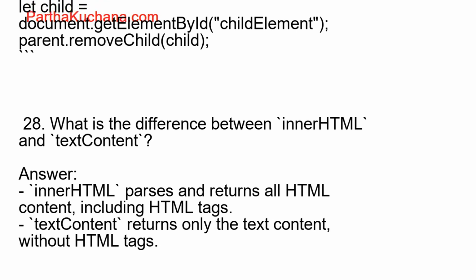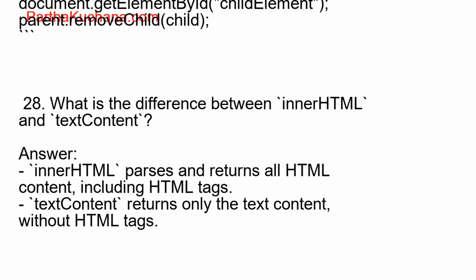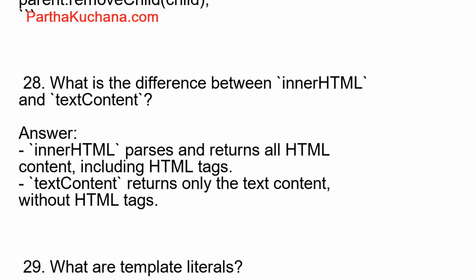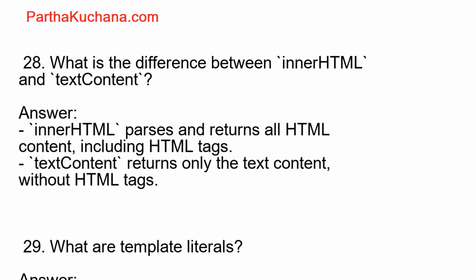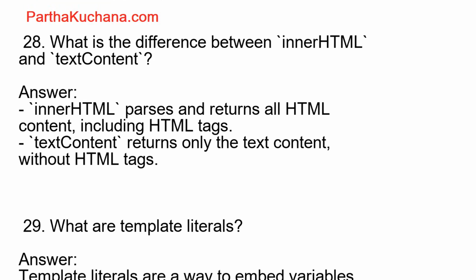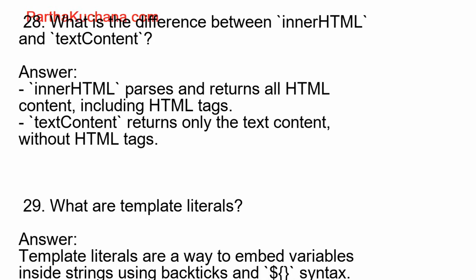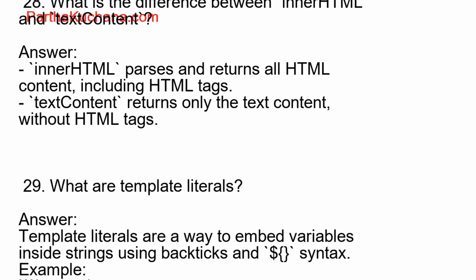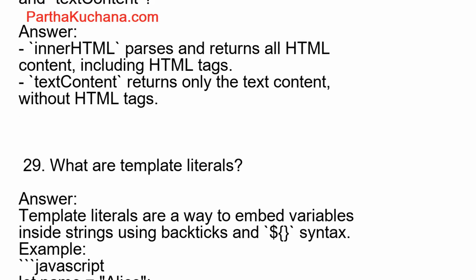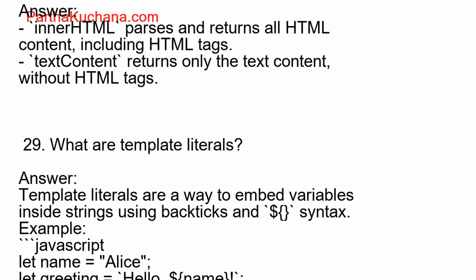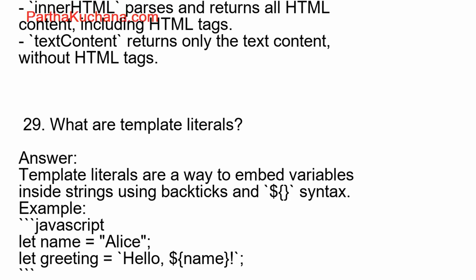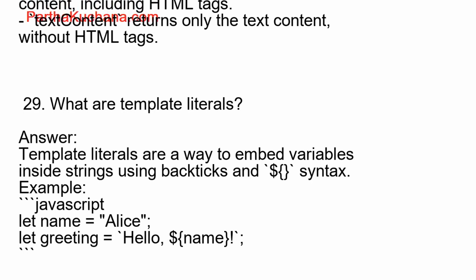30. How do you prevent the default behavior of an event? Answer. You can prevent the default action of an event using the preventDefault method. Example. JavaScript. document.querySelector("a").addEventListener("click", (event) => { event.preventDefault(); // stops the link from navigating.